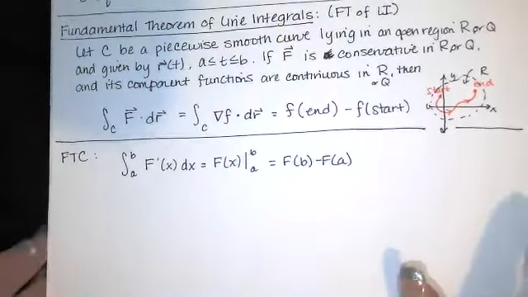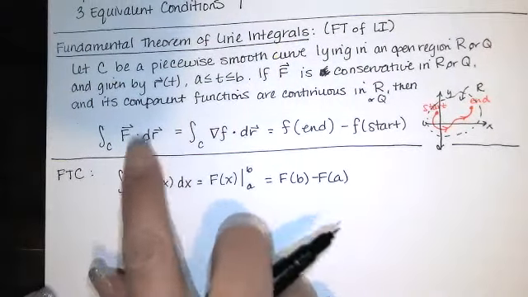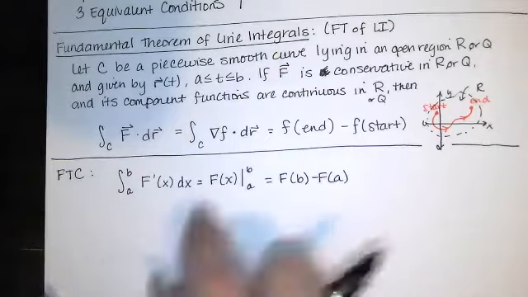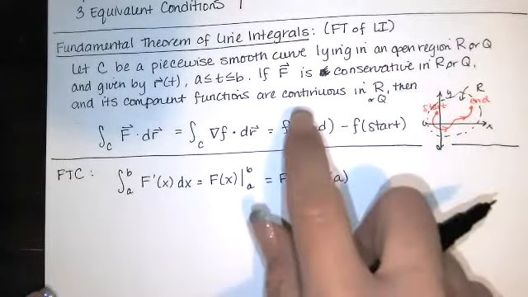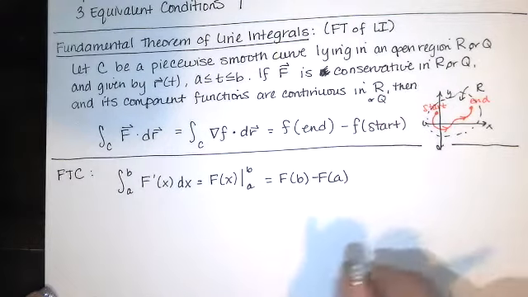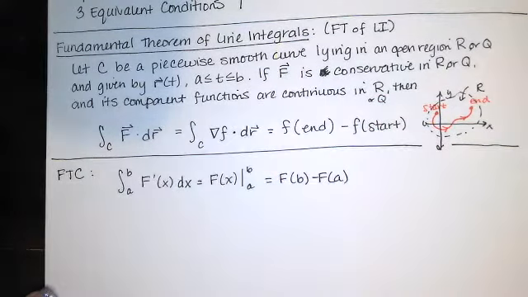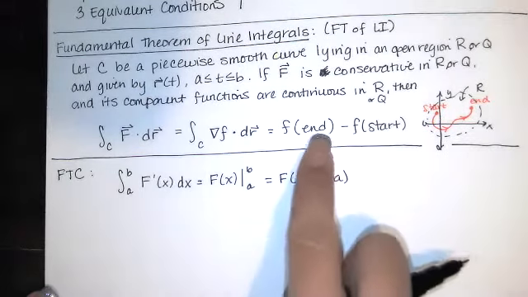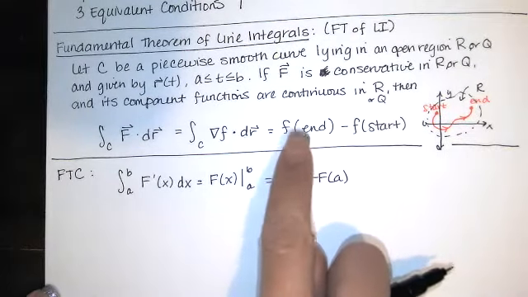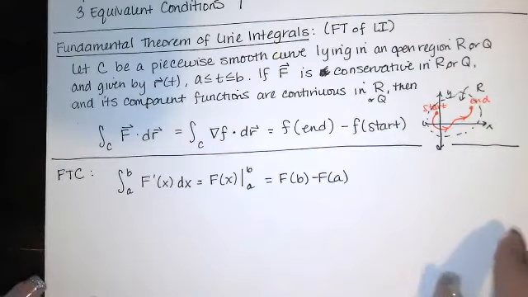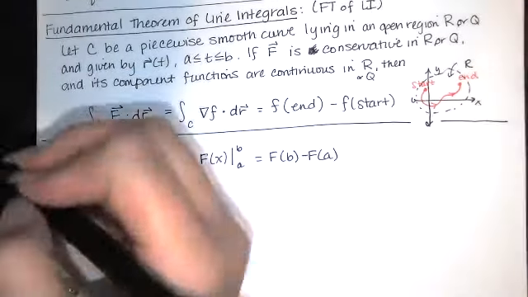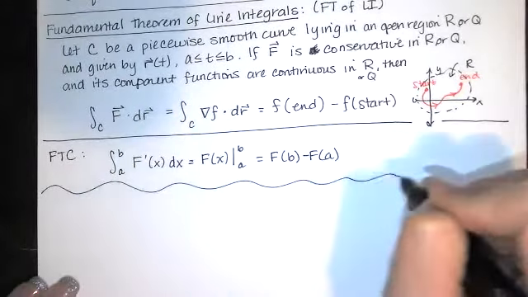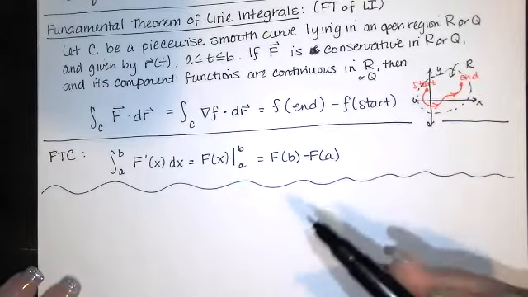We're saying if your field is conservative and C is a piecewise smooth curve lying in an open region R, and the function is continuous in that open region R, so that means all the component functions of the field are continuous, then all you have to do is find the potential function and evaluate it at the end point and the starting point and subtract. So I think that's pretty nice. And it gives us options.